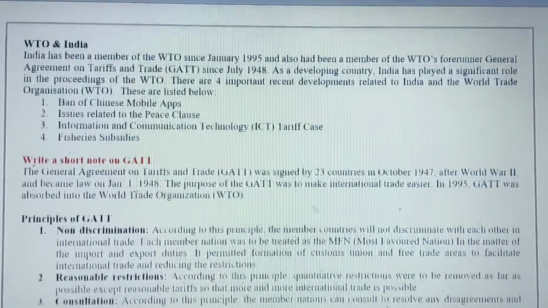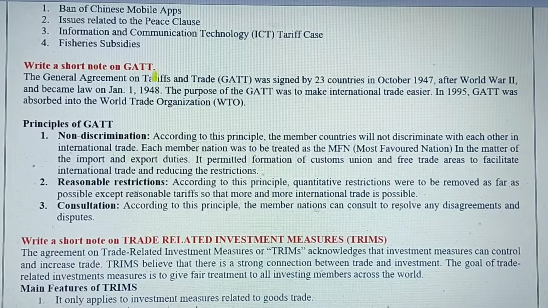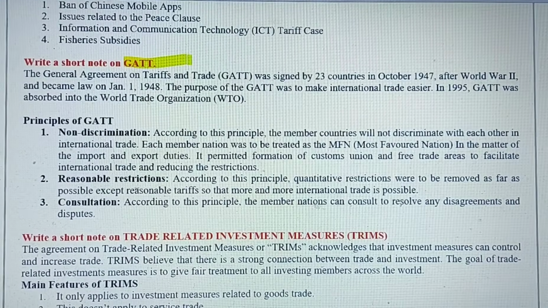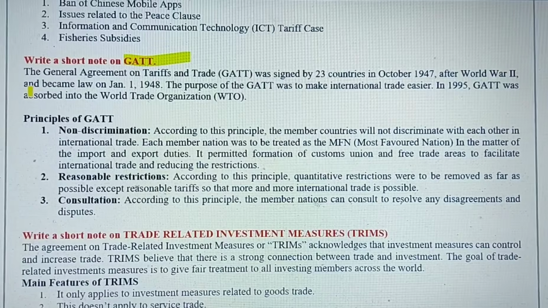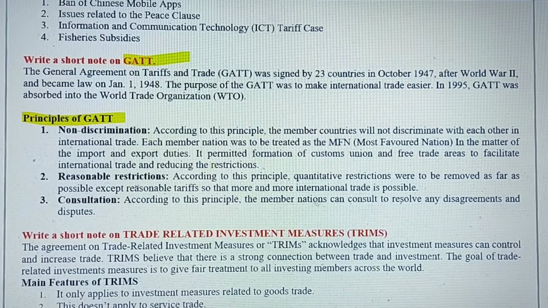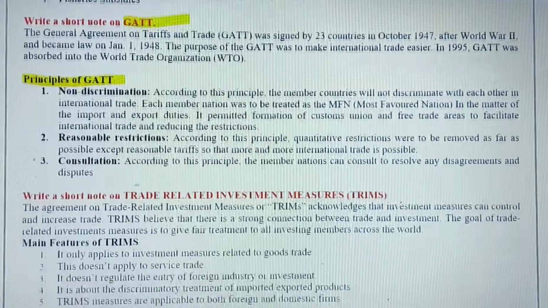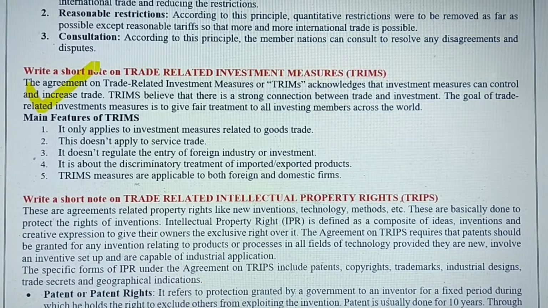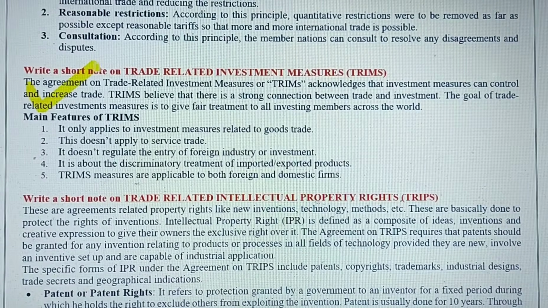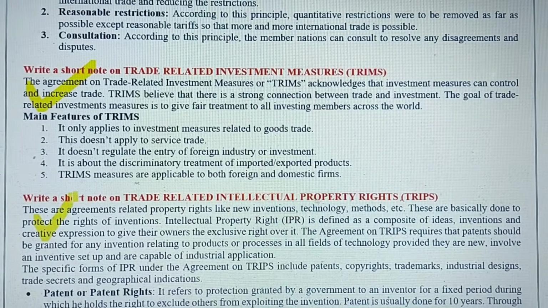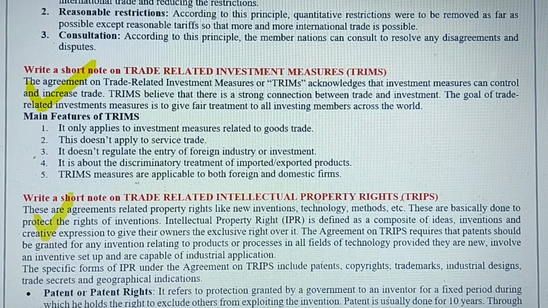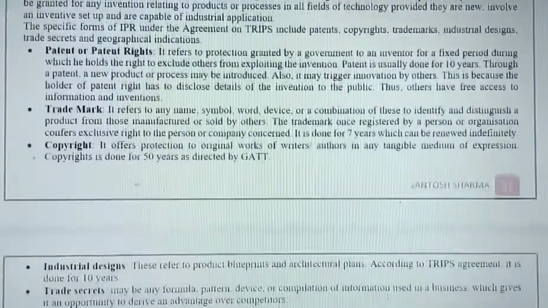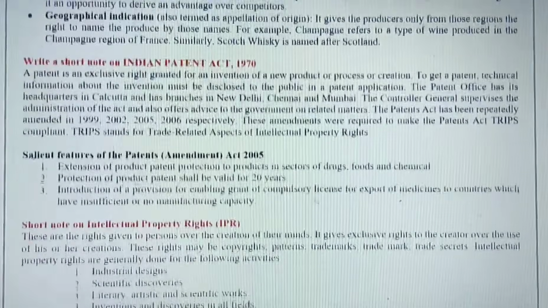And you can get a short note to write on GATT, the General Agreement on Tariff and Trade, which is also a part of the WTO initiative, and you can also mention the important principles of GATT. Then TRIPS. So this is also a very common question. Trade related investment measures. You can get a short note on this, or maybe from TRIPS, trade related intellectual property rights. So as far as foreign trade is concerned, this organization plays a very important role in world trade.